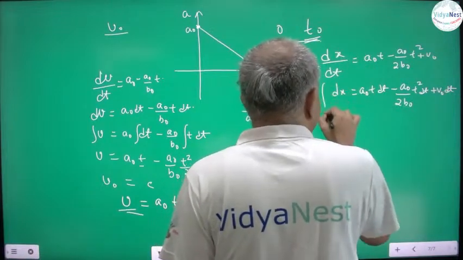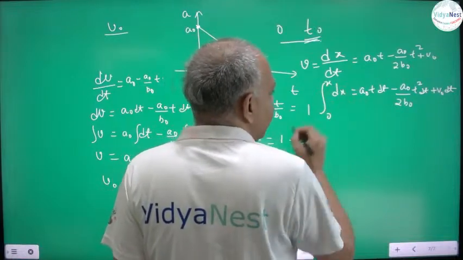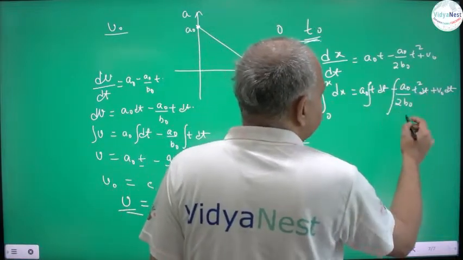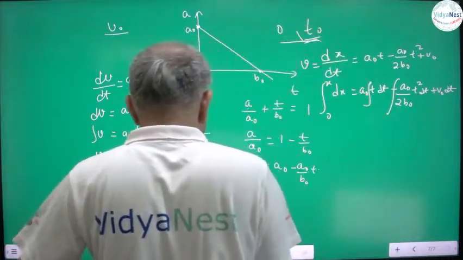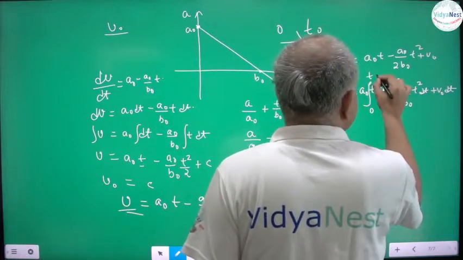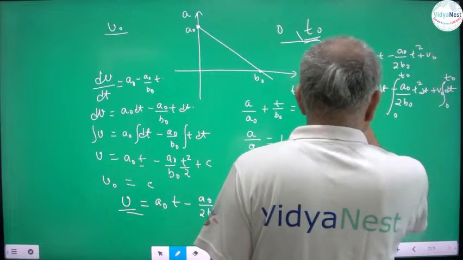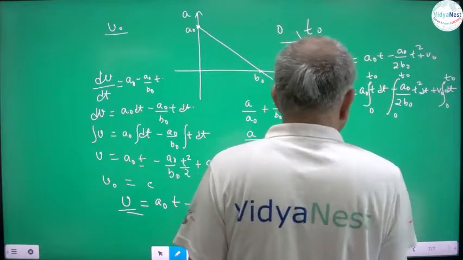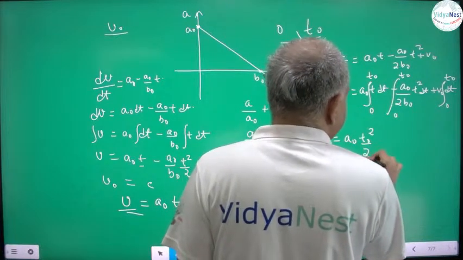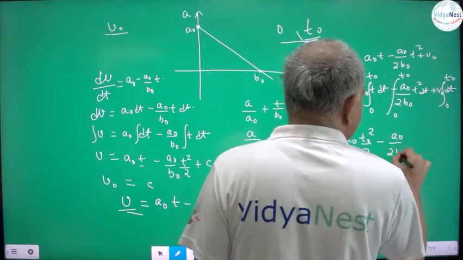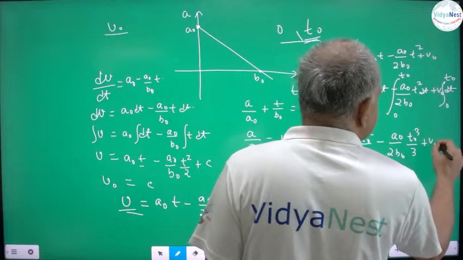Now integrating, if the initial displacement was 0 and the final displacement is x, within a time t naught, integrating from 0 to t naught, we will get the total displacement during this process: x is equal to a naught into t naught square divided by 2 minus a naught by 2 b naught t naught cube by 3 plus v naught into t naught.